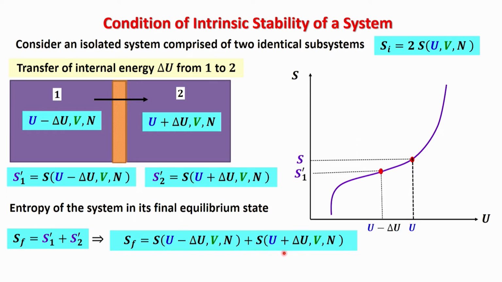Now, in the next step, let me visualize what this S1 prime and S2 prime are. So, this point is U minus delta U, and therefore, this is the value of S1 prime.